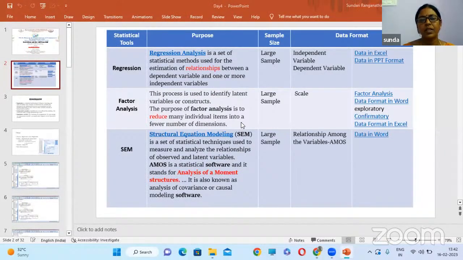Analysis. There are different types of factor analysis. We are going to discuss the different methods of factor analysis: exploratory and confirmatory factor analysis, and methods of exploratory factor analysis. And then the structural equation model, which is usually prepared by using AMOS. AMOS is statistical software and it stands for Analysis of Moment Structures, which means it helps us to understand the interrelationship among the study variables.